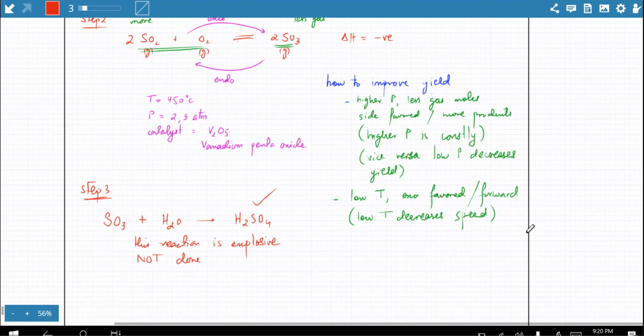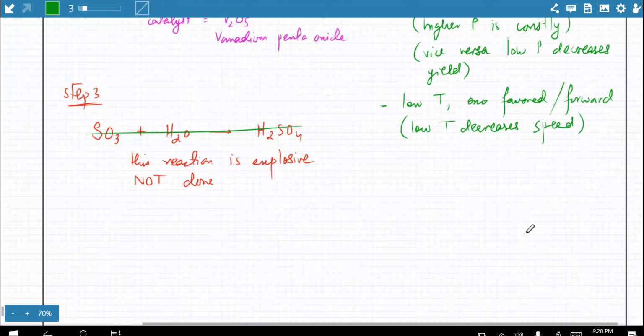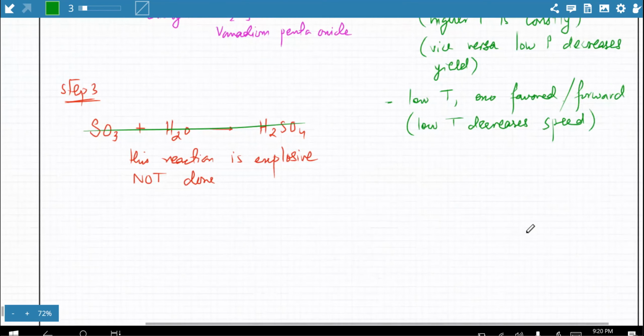So how do you get this reaction? Okay, let's cross this out. Can't really perform this reaction, so we've cut that out. Otherwise we had got sulfuric acid. So instead, they take an indirect route to make sulfuric acid. What they do is, SO3 is instead mixed in, not oleum, in concentrated sulfuric acid.